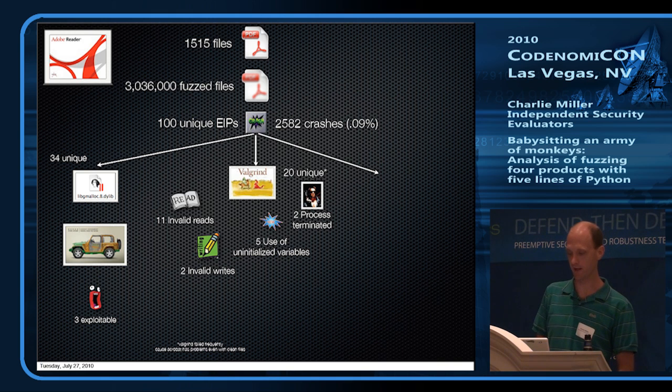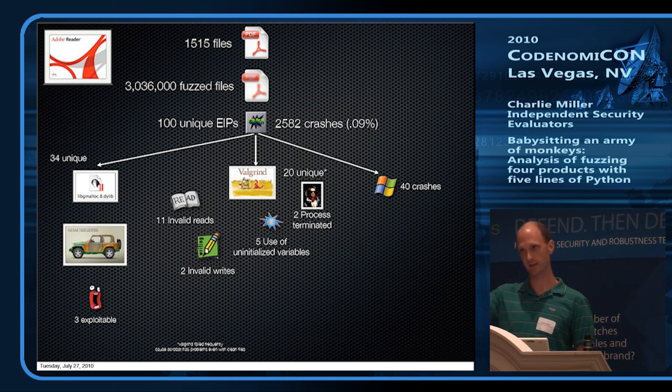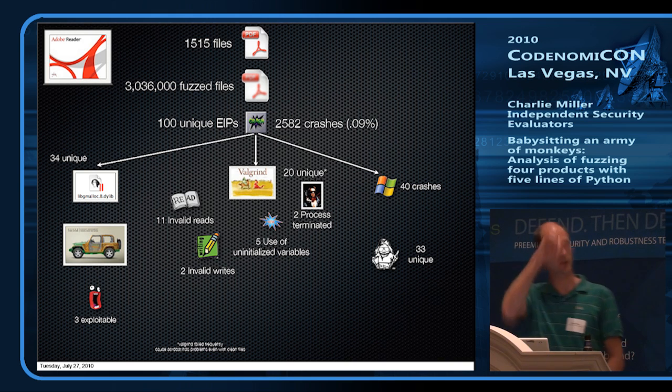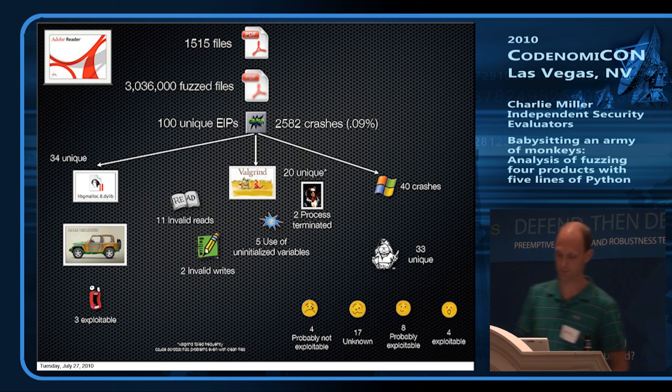Okay. And then I took these over to Windows, and in Windows there were 40 different crashes. And then I ran it through their tool, which is going to be talked about later, Bang Exploitable. Bang Exploitable thought there were 33 unique crashes, so that's pretty close to what I got on the left hand side of the slide there. Bang Exploitable tries to figure out if they're exploitable or not. It says there's 4 probably not, 17 unknowns, 8 probablys, and 4 exploitables. All right. So again, just by doing dumb fuzzing, I found potentially 4 exploitable bugs in Adobe Reader. So that really shouldn't happen.